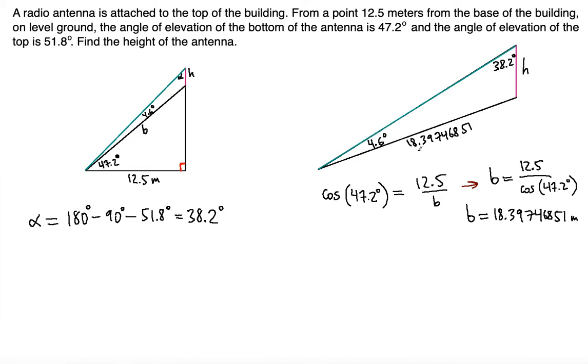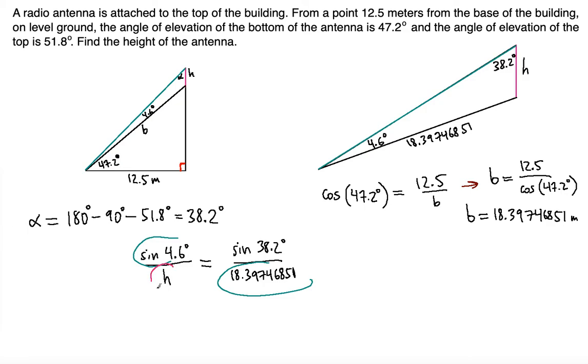Recall the law of sines relates in proportion the angle and the opposite sides, being equal in two fractions. So it's listed as sine of 4.6 over its respective opposite side, which is the h in this case, is equal to sine of 38.2 that we just found, divided by its respective opposite side of that angle, which is 18.39746851, the one that we just found, right? So this would require cross multiplication. These two would be multiplied and these two would be multiplied, right? So when you do this correctly, you should get h is equal to the product of these two.